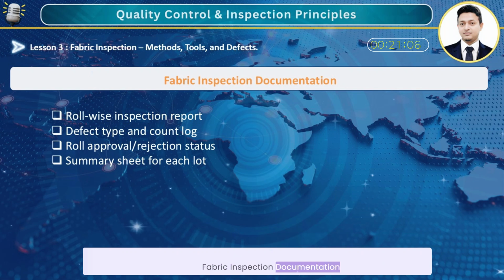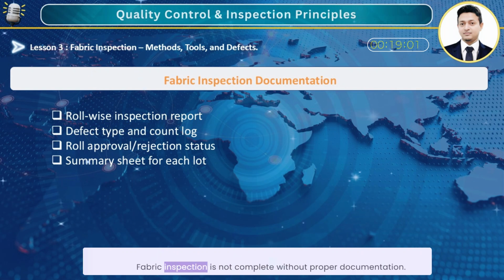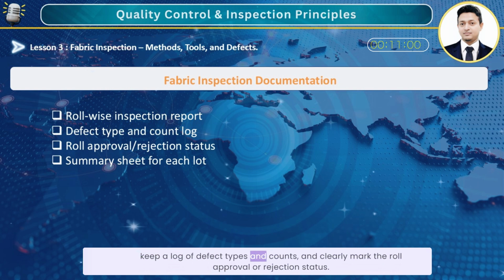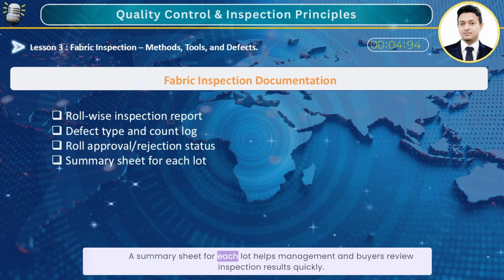Fabric inspection documentation. Fabric inspection is not complete without proper documentation. We prepare a roll-wise inspection report, keep a log of defect types and counts, and clearly mark the roll approval or rejection status. A summary sheet for each lot helps management and buyers review inspection results quickly.